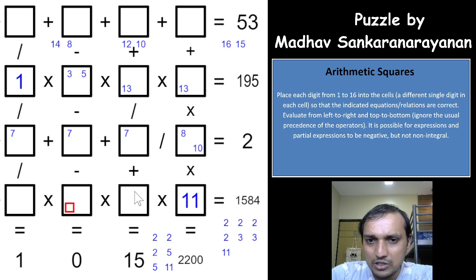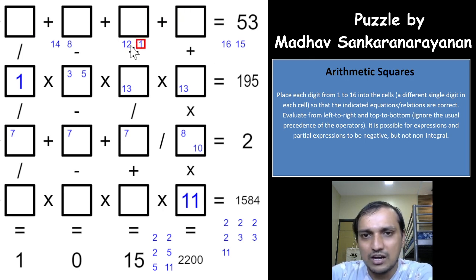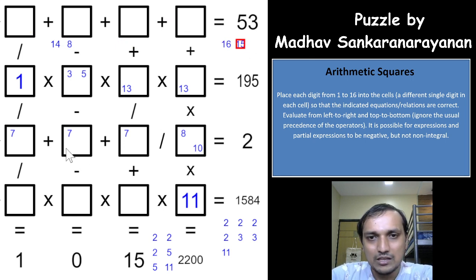And 14 cannot be used here because we don't have a factor of 7 in this 1584. So which means 14 would have to be in one of these 4 cells, and the digits here are 14, 8, 16, 15. You got 14, 8, 16, 15 in the first row, 1, 3, 5, 13 in the second row, 7, and 8 or 10 in the third row. Okay, 8 is already used here, so this cell would have to be a 10 now.